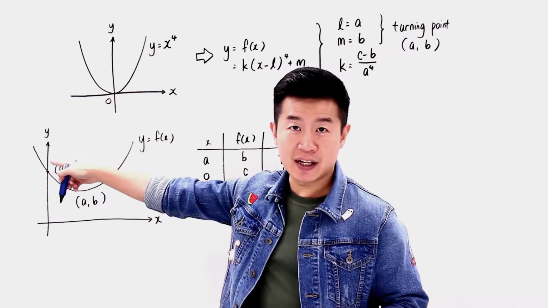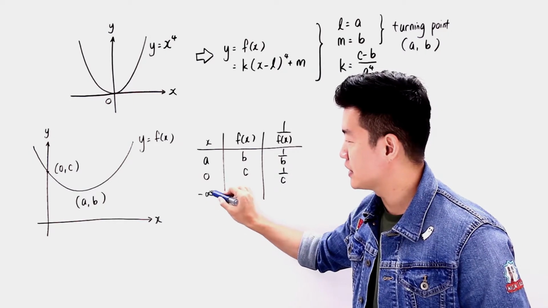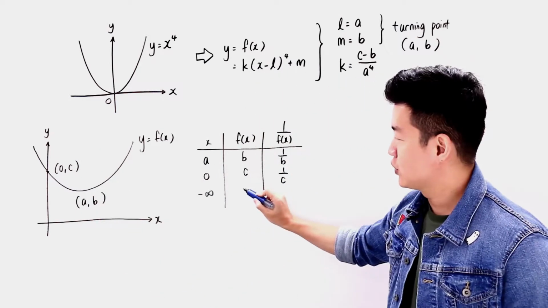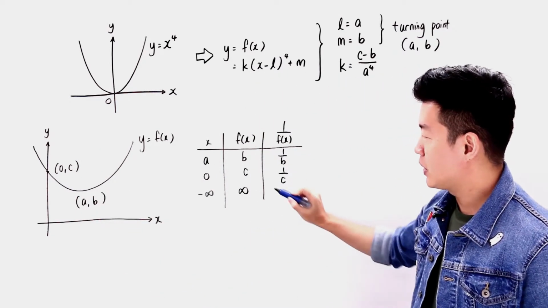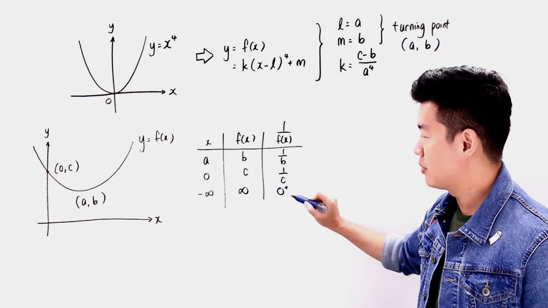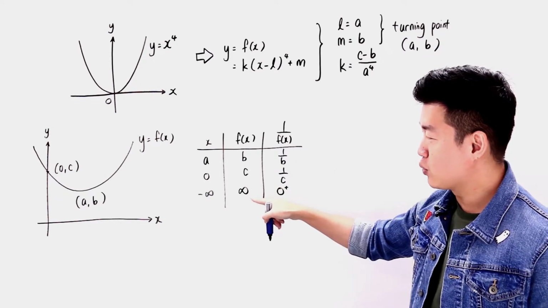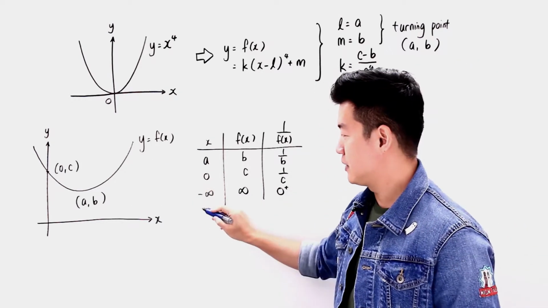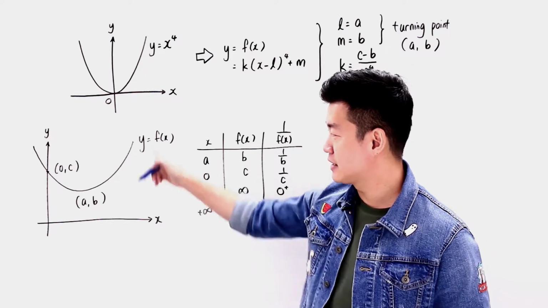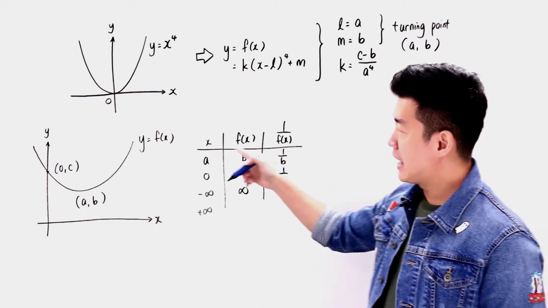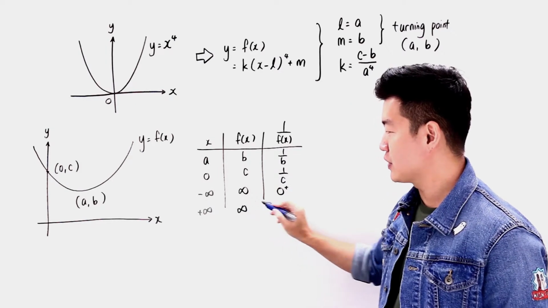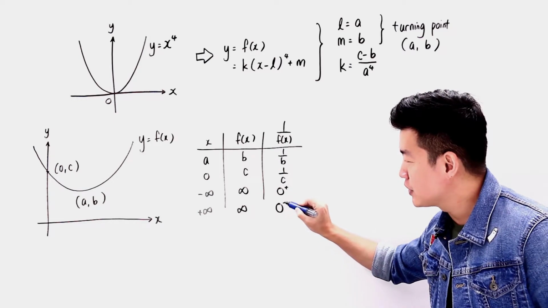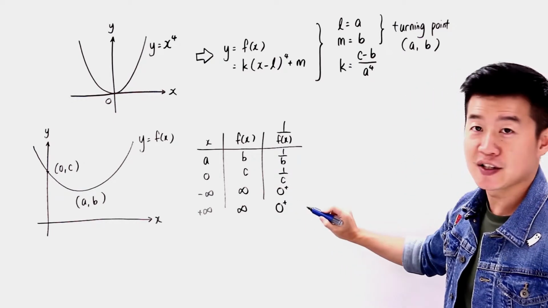And if I were to go all the way to the left, that means when x is going towards negative infinity, f(x) is going to be a super positive value, so I'll let it be positive infinity. So 1 over f(x) is going to be a small positive value, because it is 1 over positive infinity. And all the way to the right, when x is near positive infinity, f(x) is once again a super big positive value. So 1 over a super big positive value is a small positive value close to 0. I'll give it the notation 0 plus.